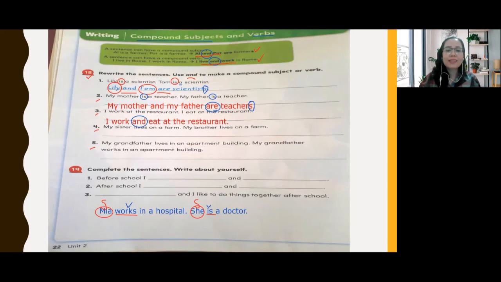Karena yang melakukan kegiatan work and eat ini adalah satu orang, yaitu saya. Jadi kita tidak perlu membuat restoran ini dalam bentuk plural. Karena bukan banyak orang yang melakukan ini, hanya saya ya di satu restoran yang sama.